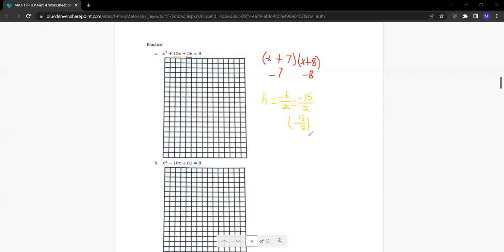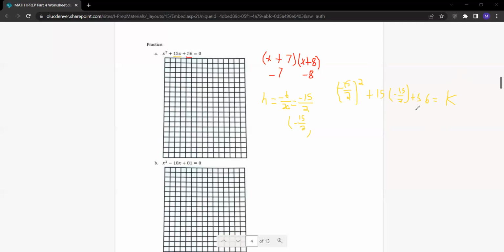And then to get our y value, we have to plug this back into our original equation, x squared plus 15x plus 56. So we do that, we have negative 15 over 2 squared plus 15 times negative 15 over 2 plus 56 is equal to 0. So when we solve for that, sorry, it's not equal to 0, it's equal to k, right?